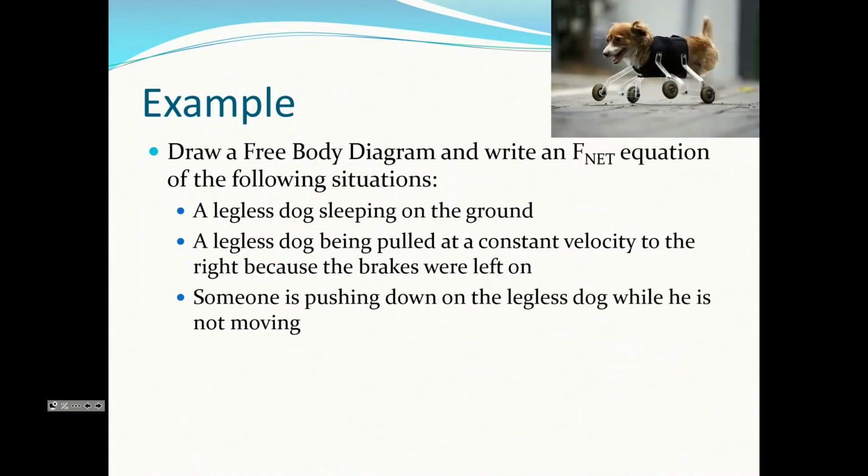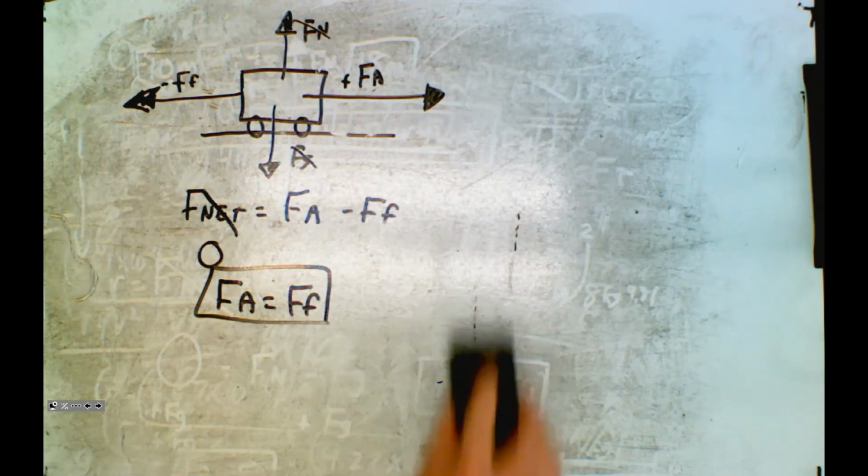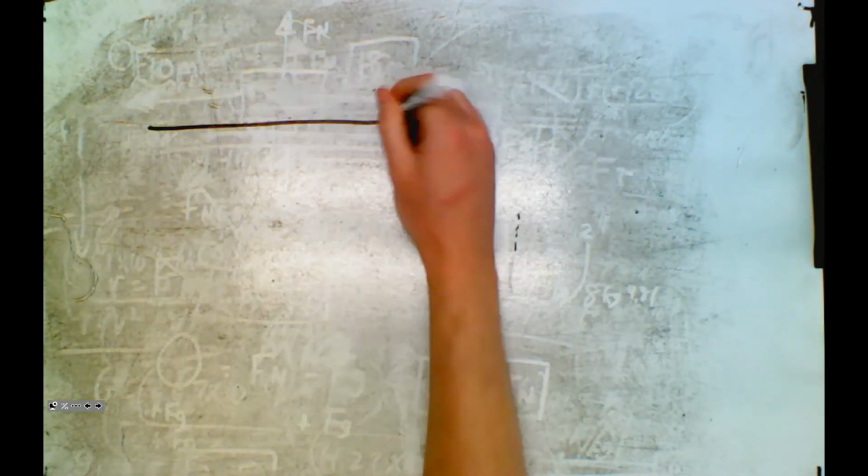Okay, and then I have one more. Someone is pushing down on the legless dog while he's not moving, and the legless dog loves it. This isn't animal abuse. So if I draw my free body diagram, the legless dog isn't moving.